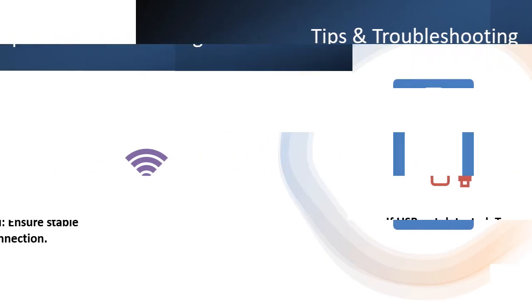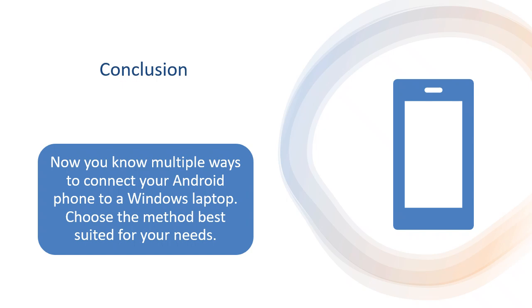Conclusion. Now you know multiple ways to connect your Android phone to your Windows laptop. Choose the method that works best for your needs, whether it's USB for speed, Bluetooth for wireless convenience, or Wi-Fi for advanced syncing.